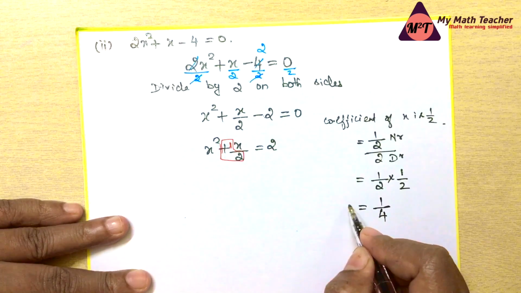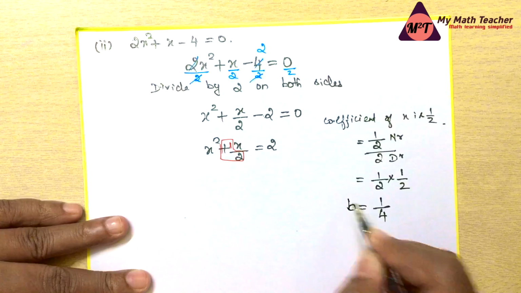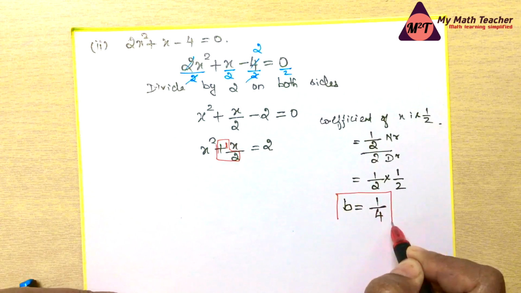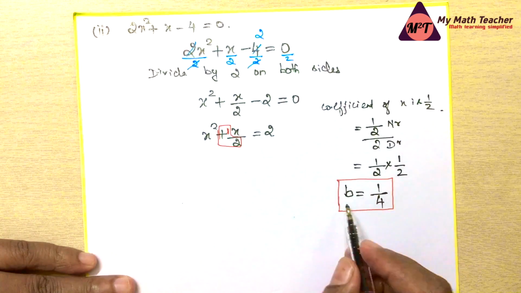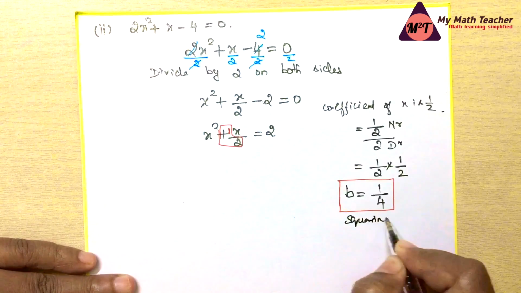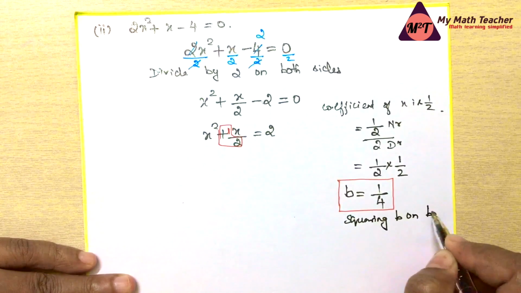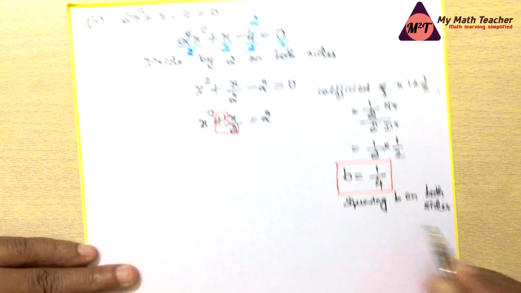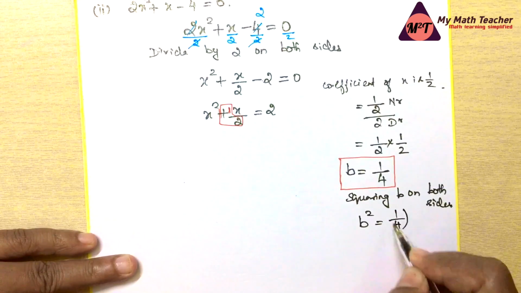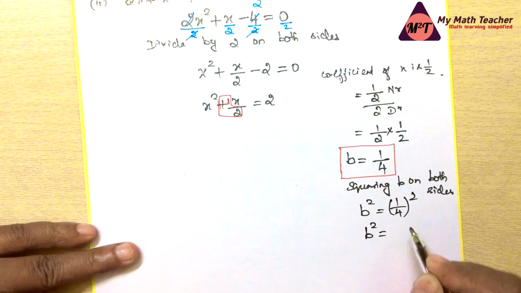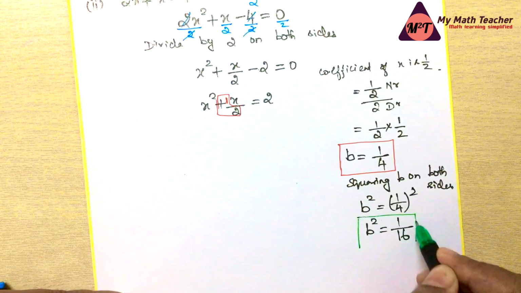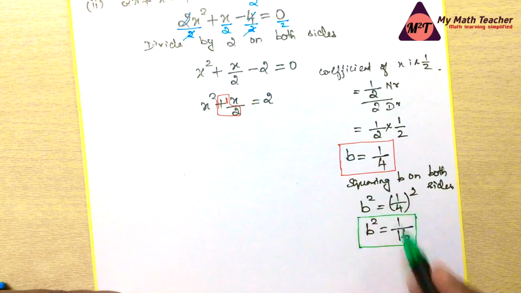Okay, this is, always remember, this is your b. It's going to be your b value. The next step is we have to square this b on both sides. We'll get b square, which is equal to 1 by 4 square. That is, b square is 1 by 16. I am highlighting with green so that you will know the difference of b and b square.